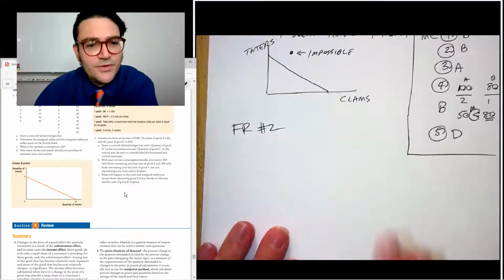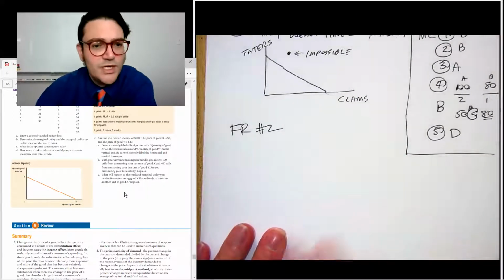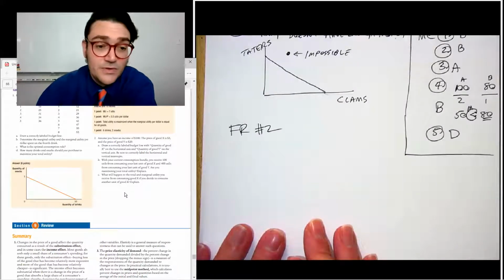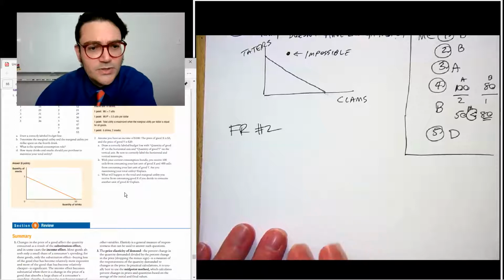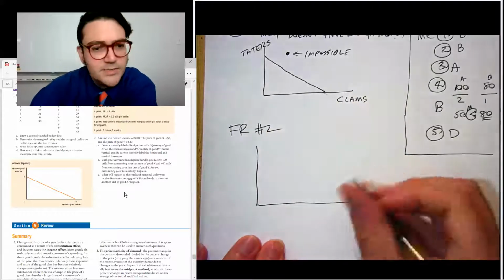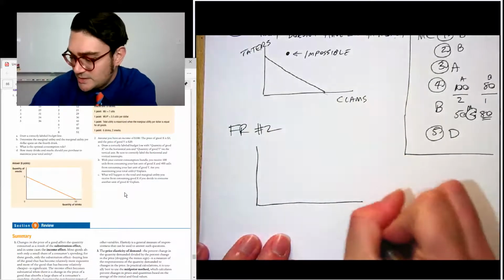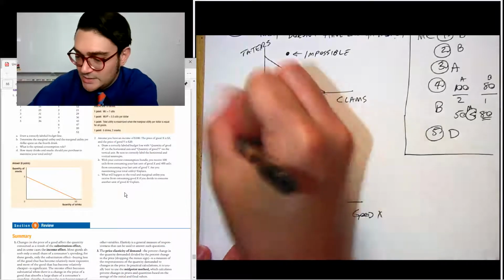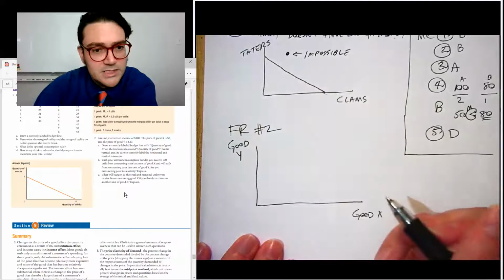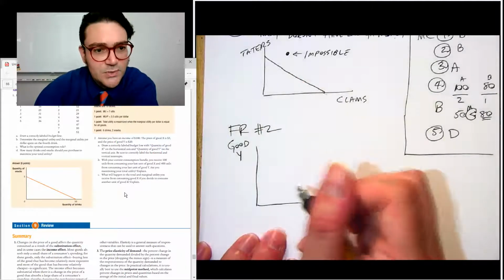Assume you have an income of 100, the price of X is 5, the price of Y is 20. Draw a budget line with X on the horizontal and Y on the vertical. Correctly label the horizontal and vertical intercepts. So pedantic sometimes. So this is good X, and this is good Y, and the prices are 5 and 20.